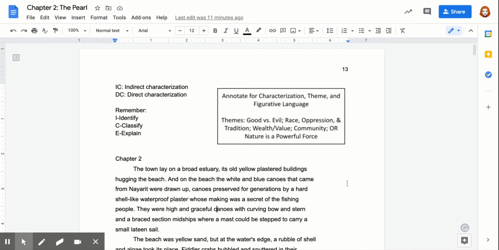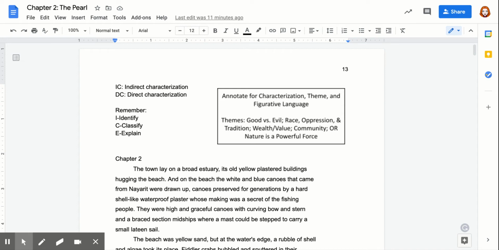So the first thing that we're going to do is annotate for characterization. And so, we would use, again, IC and DC. Remember, indirect is when you have to infer something. So a character does something, says something, or the narrator writes or says something about the character indirectly. And we infer, like, oh, that makes the character nice, or that makes the character kind. Then we would use DC if the narrator or another character directly says something.